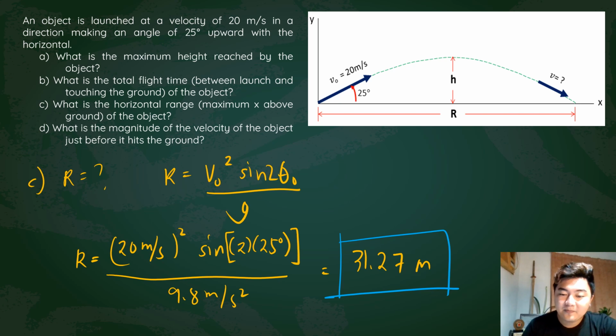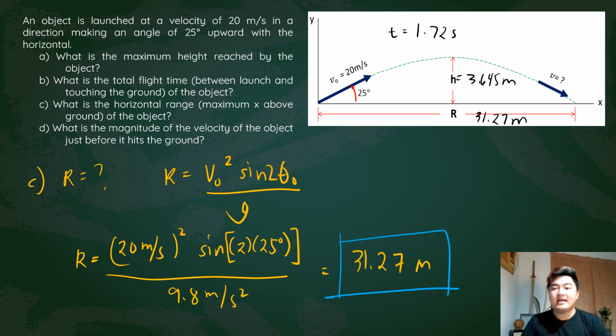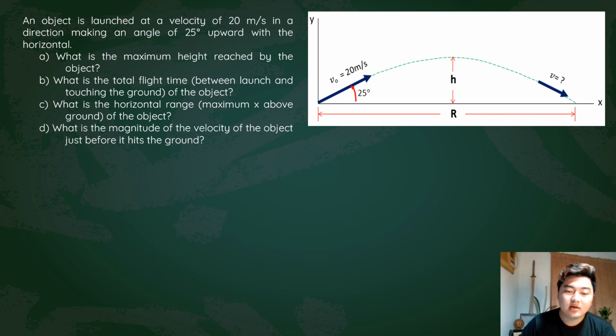So a recap, we already solved for your maximum height, and your maximum height is 3.645 meters. Your range is 31.27 meters, and the time of flight is 1.72 seconds. Okay, now for the last question, we have here D, which is the magnitude of the velocity of the object just before it hits the ground. So this is the question.